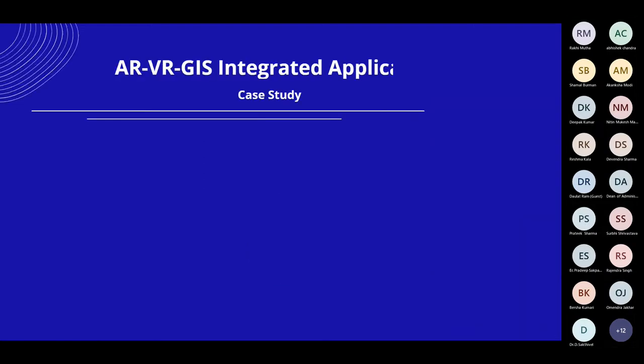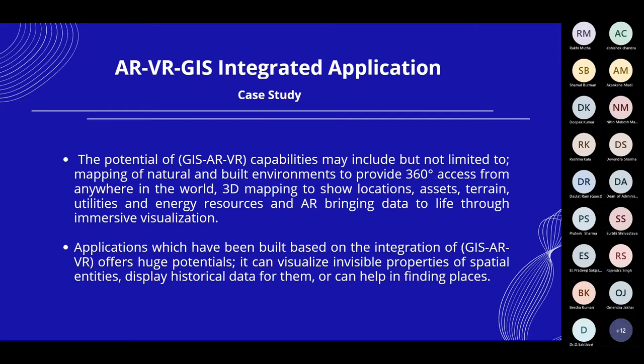So if we consider the integrated application, the potential of GIS, AR, VR, these are combined together. So they may include but are not limited to mapping of natural and built environments to provide a 360 degree access from anywhere in the world. So it also includes 3D mapping in order to show the locations, assets, terrain, utilities, and energy resources. So it brings the data to life through immersive visualization.